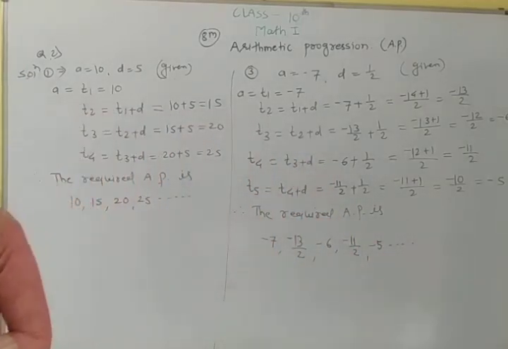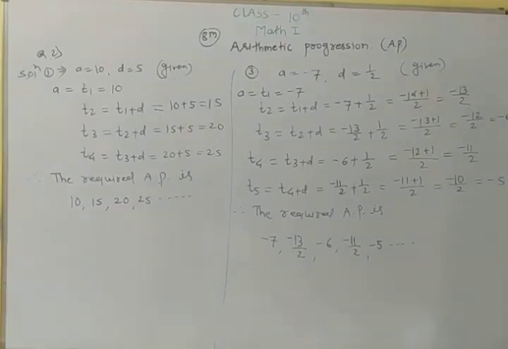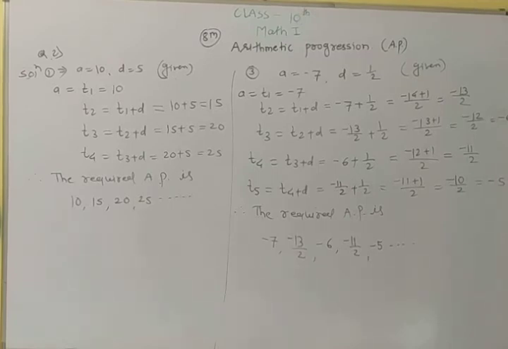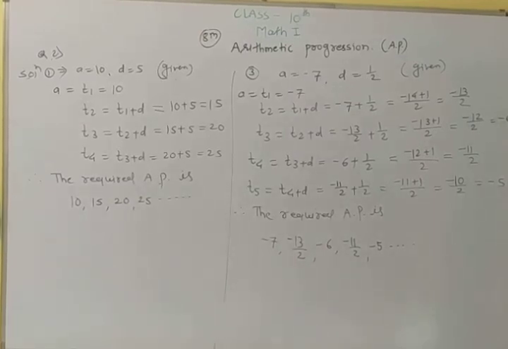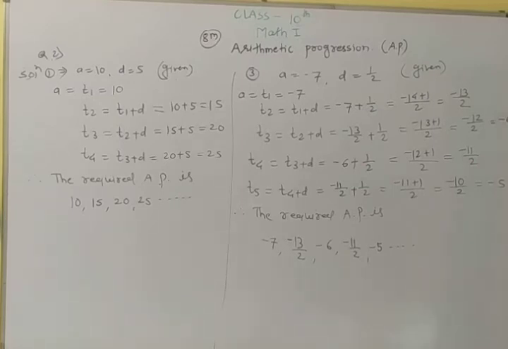Then question number 3. Find the first term and common difference for each of the APs. 5, 1, -3, -7, this is our first problem. And here first term is A equal to 5 and the difference is T2 minus T1. So 1 minus 5 equal to -4. This is the difference.